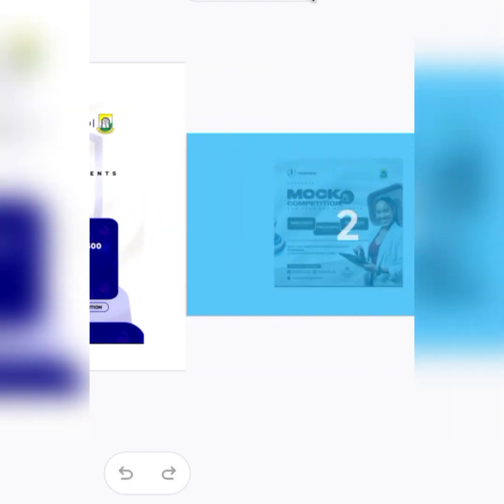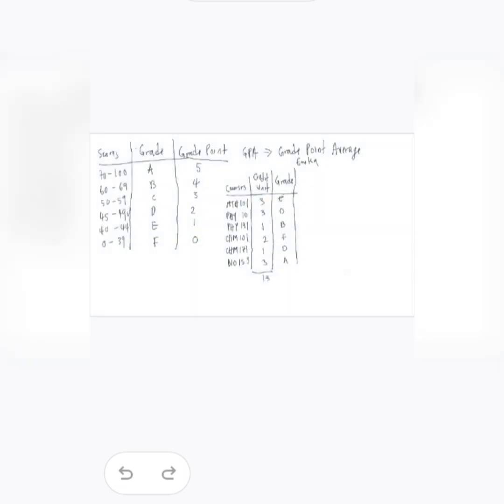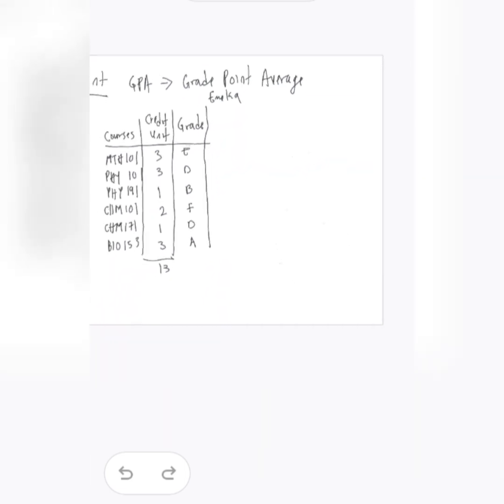So let's go back to Emeka's case, trying to look for Emeka's GPA in an alternative way.